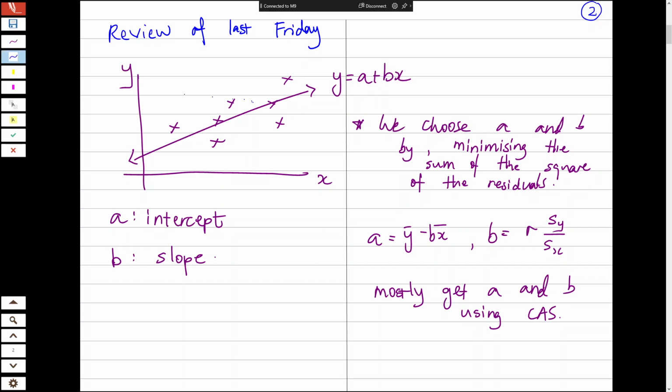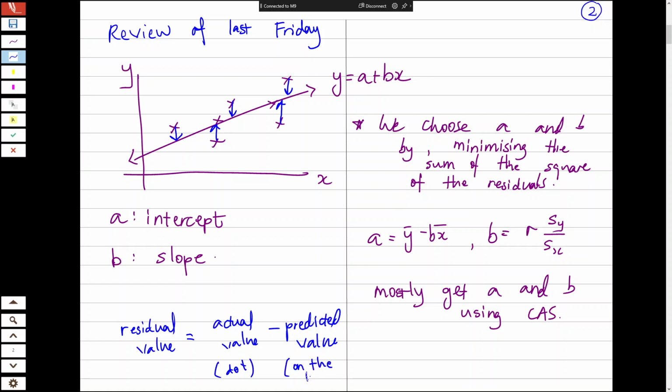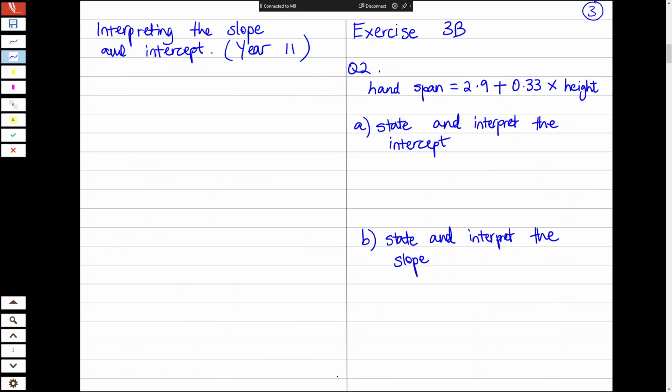We spent a lot of time discussing what a residual was, so I'll just remind you very quickly. The residual value. So just always think of these as vertical lines joining the point to the regression line. It's the actual value minus the predicted value. So the actual value is the dot. The predicted value is on the line. That's all I'm going to say as far as last Friday goes, all right?